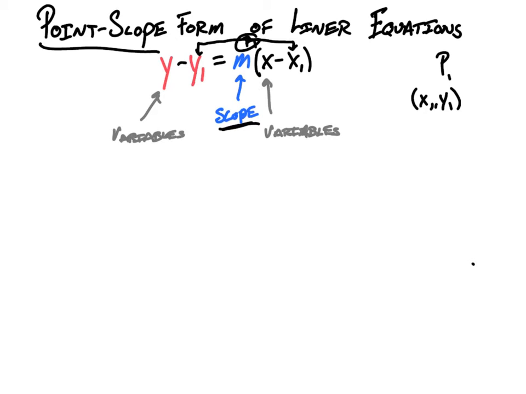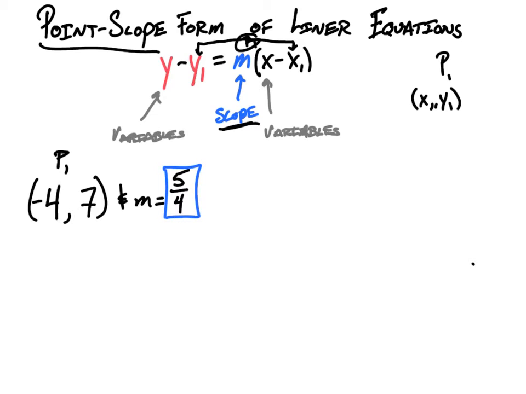So let's try one and see what happens. You're given the point -4, 7, and the slope m is 5/4, and we need to go through and start identifying what we're dealing with. So this is P1 here. I'll use black. That's P1, and then I have my m, and there's my y, and there's my x. I'm going to say, okay, this is the variable.